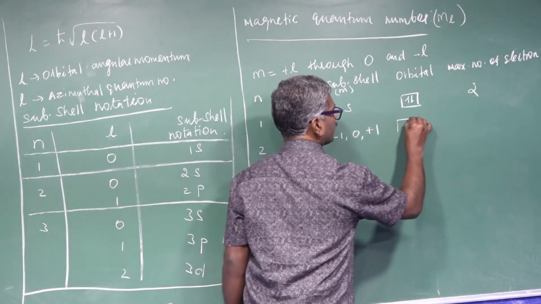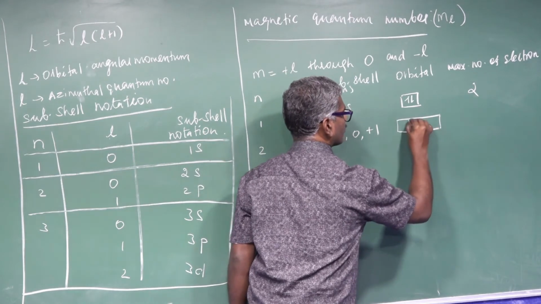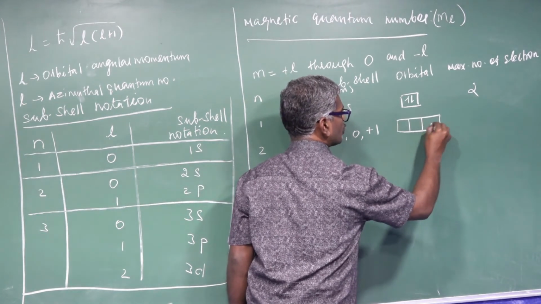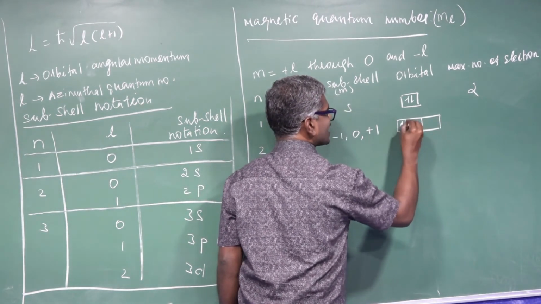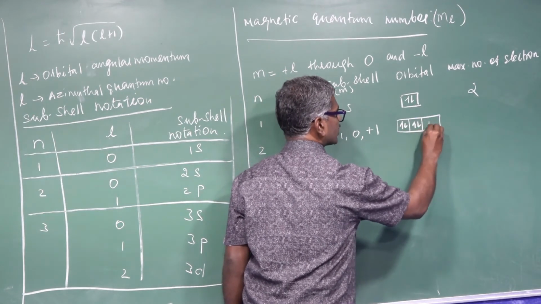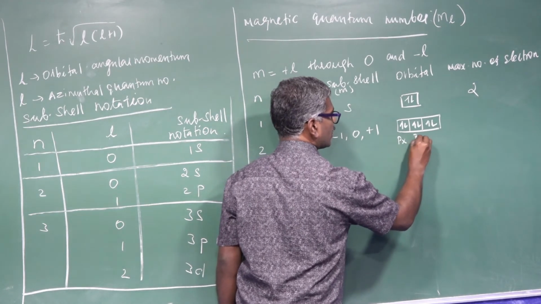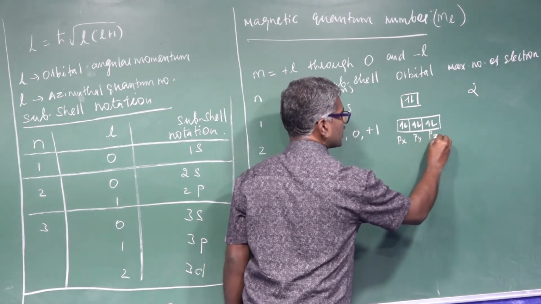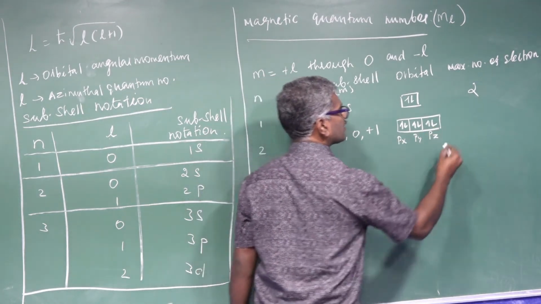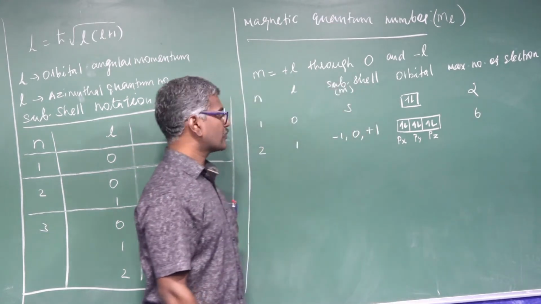Here 1, 2, 3. Each orbital contains 2 electrons. This one is called Px. This one is called Py. This one is called Pz. Totally how many electrons possible? 6 electrons are possible.